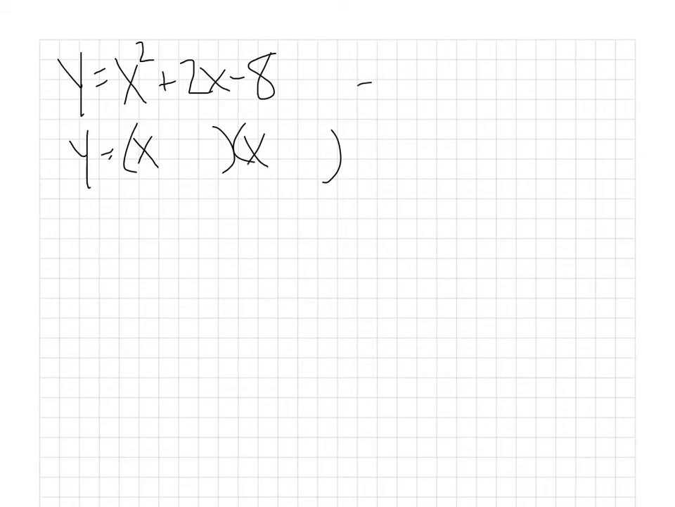8 is 1 times 8, or 2 times 4. That's the one that's going to give me 2 here. And it's a positive 2, so that's going to be plus 4 minus 2. Cool. Now, we're going to use the zero product property.